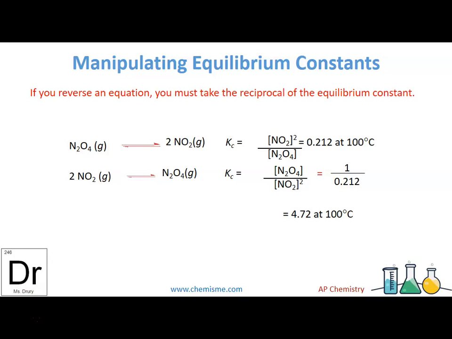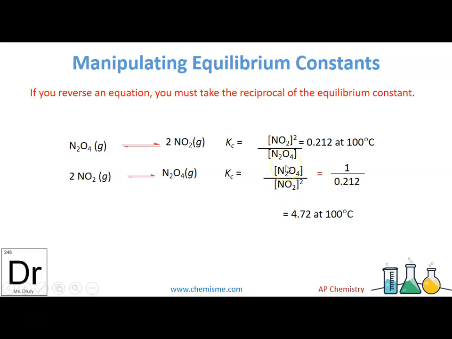So first, some rules. If you reverse the equation, you must take the reciprocal of the equilibrium constant. So in other words, if you had originally had N2O4 makes NO2, the Kc would have been NO2 squared, because there's 2 of them, divided by N2O4, and they gave you this value. And if I reverse it, right in the other order, or just read it backwards, then that means that N2O4 will be the numerator now, and the NO2 that was squared will be the denominator now.